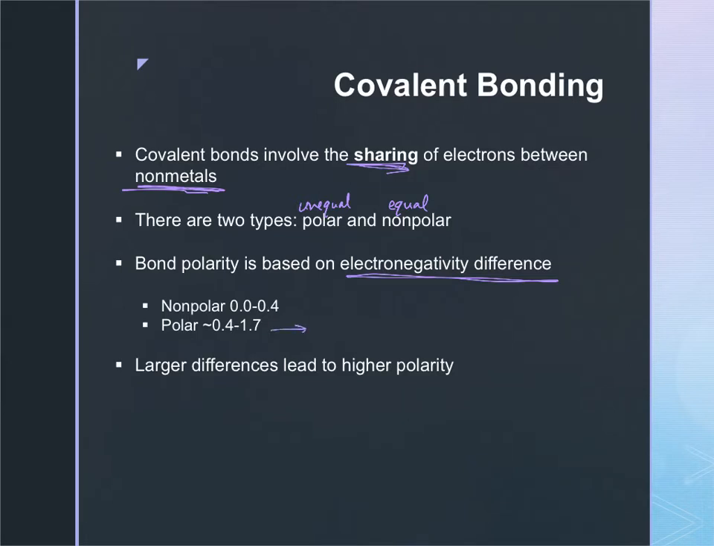So an exception to this would be HF, hydrogen fluoride. That one has a difference of 1.8. So it's still considered a polar covalent bond because you have two nonmetals put together. Hydrogen and fluorine are still two nonmetals together. And the larger the difference, the higher the polarity. So look here, and also the closer it is to 1.7, the more ionic it is. So larger differences lead to higher polarity and more ionic character. Okay?